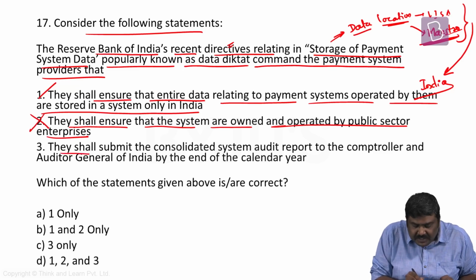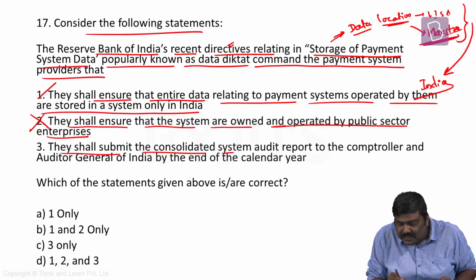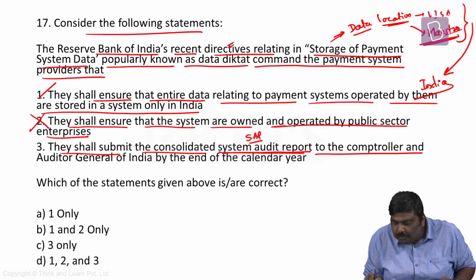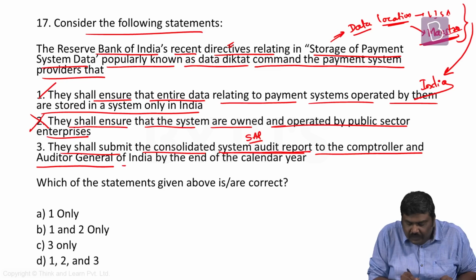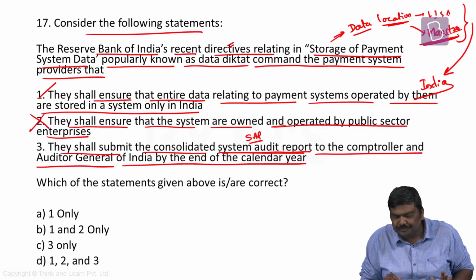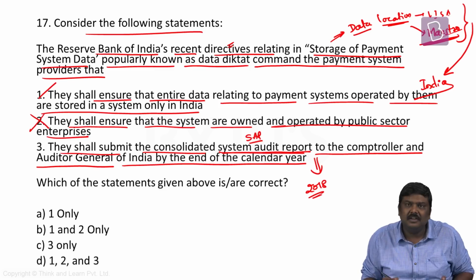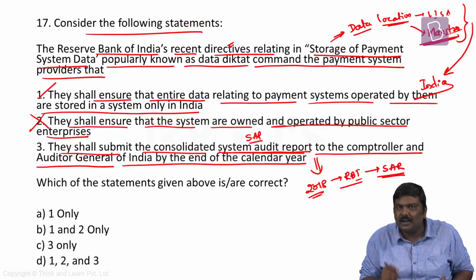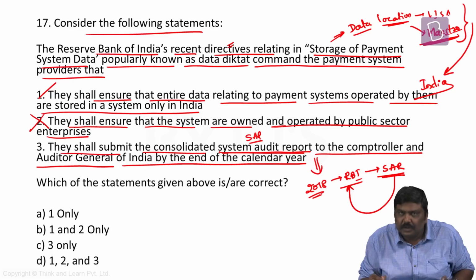Third, they shall submit the consolidated system audit report. This is referred to as SAR, System Audit Report, to the Comptroller and Auditor General of India by the end of the calendar year. This announcement was done last year itself, that is in the year 2018, and RBI basically stated that the System Audit Report, that is SAR, has to be conducted and has to be submitted to itself.